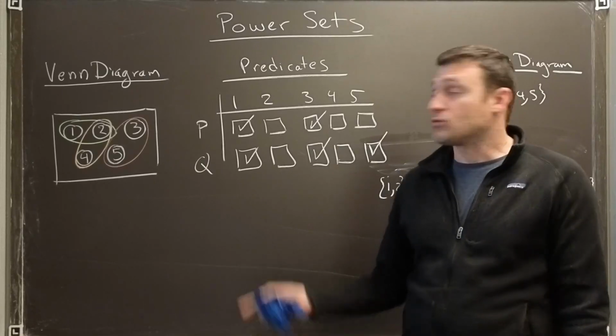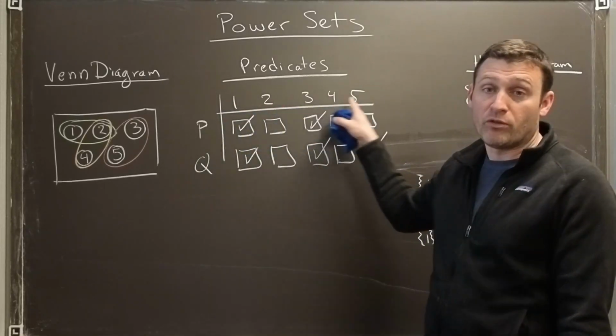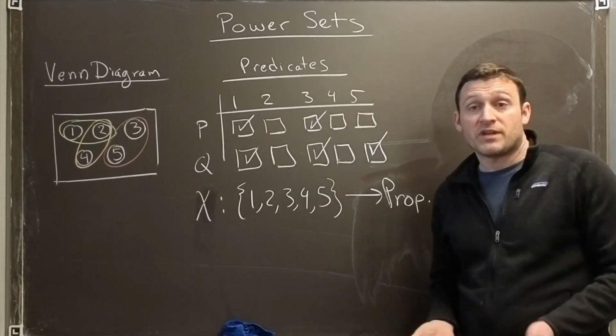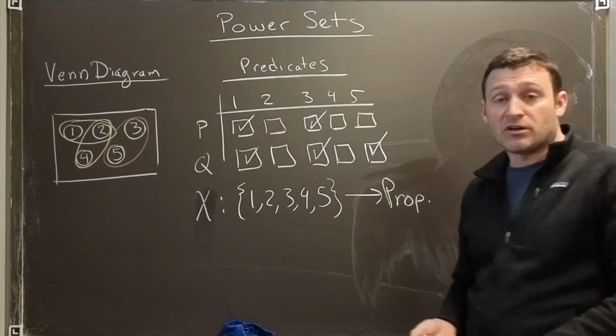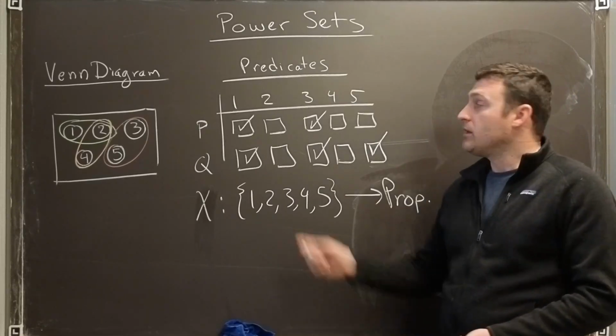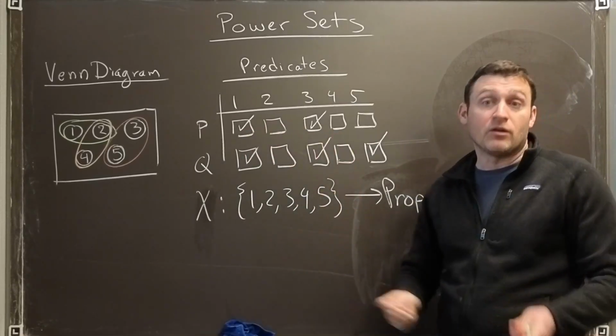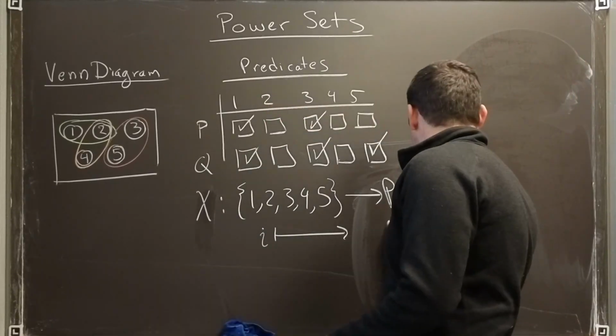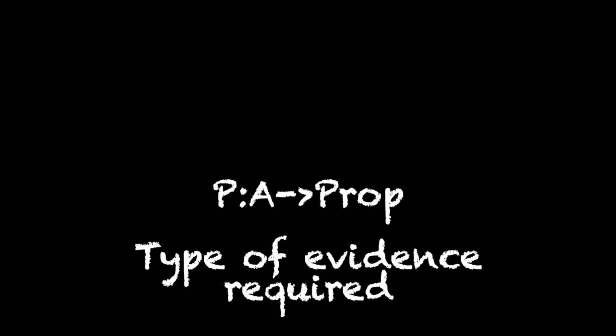We simply need to describe a function that takes in the values 1 through 5 and assigns them one of these predicate values. So if we stand back to see what we're saying, we're creating a function called the characteristic function. It's the function that tells us whether we are in or out. Each one of them assigns a predicate value. That property can depend on i. P from A to Prop is the type of evidence required.